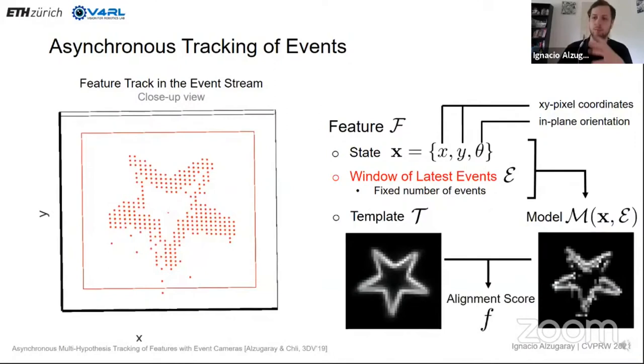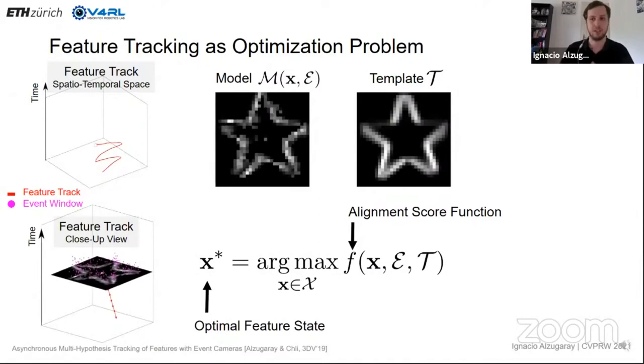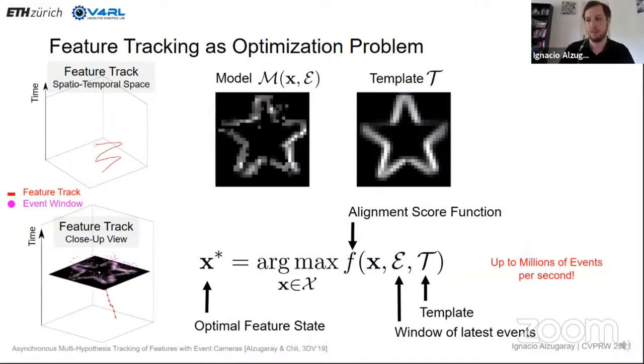All of these elements form together an optimization problem in which we are trying to optimize for the best feature state according to some alignment score function of choice that combines the template with respect to the window of latest events. The problem is that we have to solve this at 2 million events per second. Well, nowadays even more, giga events. But this is obviously infeasible to do for real-time applications or robotic applications.